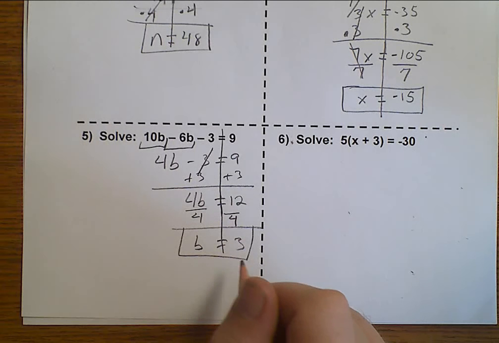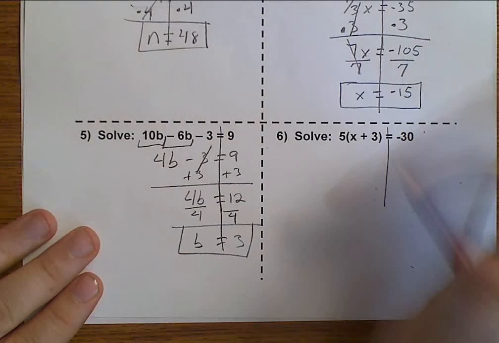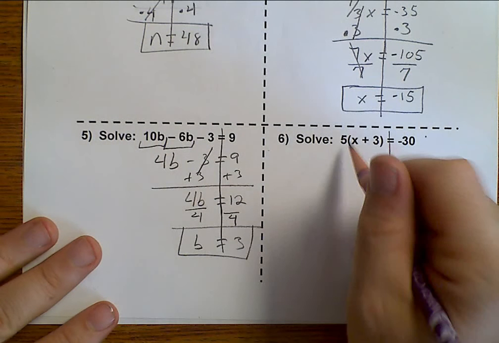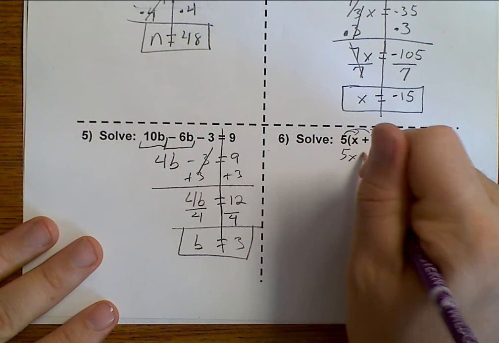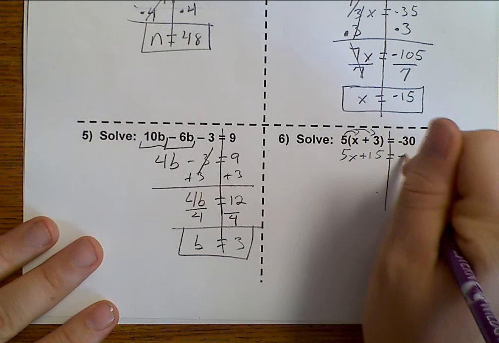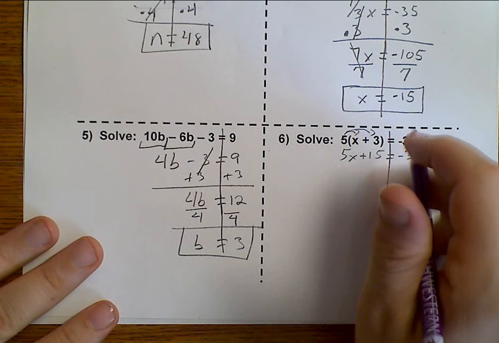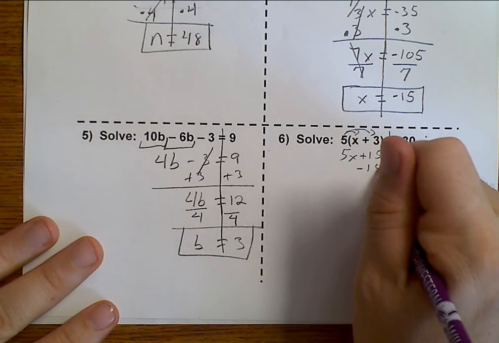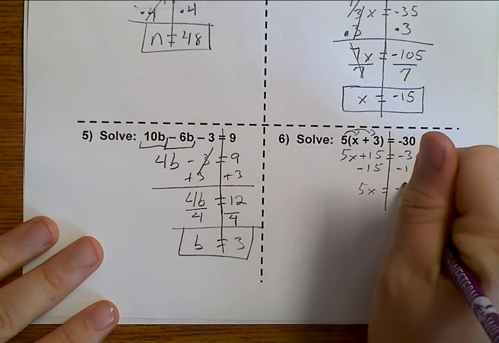For example number 6, we have parentheses. Here we need to go ahead and distribute. That's going to give us 5x plus 15 equals a negative 30. We subtract to get rid of the 15. So we're going to subtract 15 from both sides, and we get that 5x equals a negative 45.